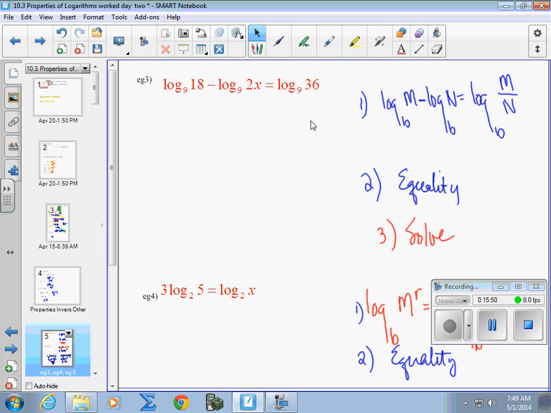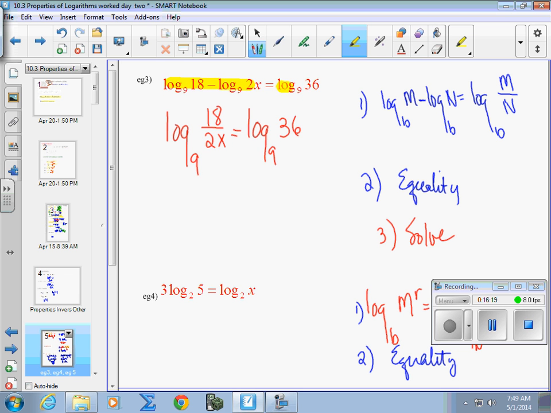You'll notice here it says log base 9 of 18 minus log base 9 of 2x. You want to rewrite this as log base 9 of 18 divided by 2x is equal to log base 9 of 36. So you want to use your quotient property and go from the expanded form, which is what this form is, to a single logarithm. So write this property beside that step.